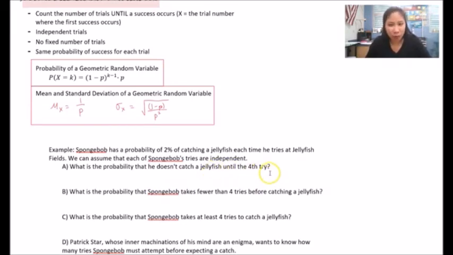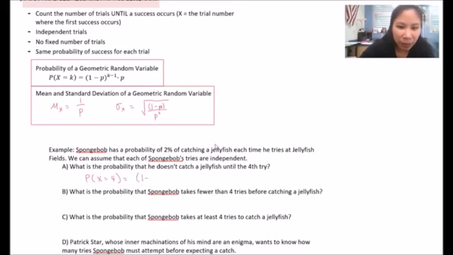Which means in order for this to happen, we have to fail the first time, fail the second time, fail the third time, and then succeed on the 4th try. So if he has a 2% chance of catching a jellyfish, then our success would be catching this jellyfish. The p, probability of success, would be 0.02, which means the probability of failure is 98% or 0.98. So for the probability, we are looking at the 4th try, so x equals 4.